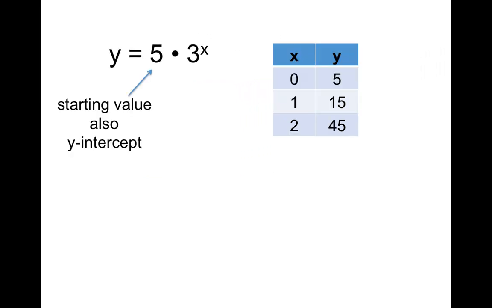In this equation, the 5 represents the starting value. It's the value of y when x is 0. It's also the y-intercept on the graph of this equation. The 3 represents the growth factor of the relationship. Whenever the input x is increased by 1, the output y is multiplied by 3. 5 times 3 is 15, 15 times 3 is 45, and so on.